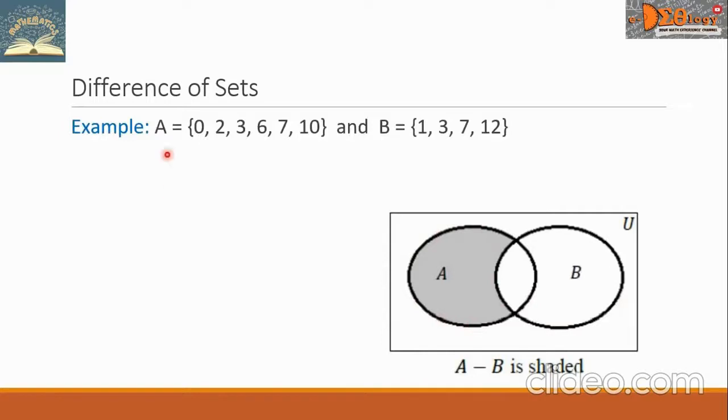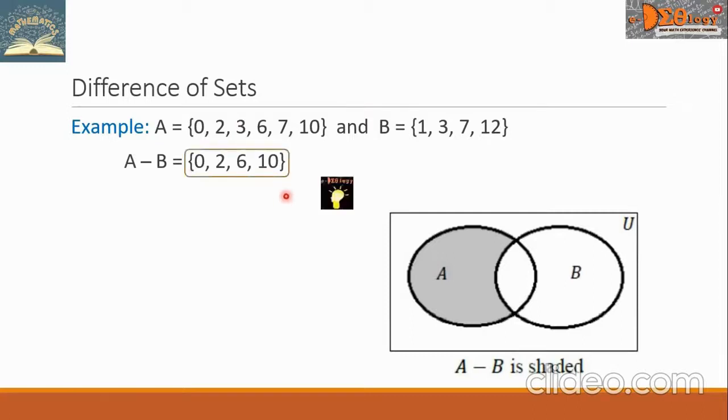For example, let set A equals 0, 2, 3, 6, 7, and 10, and set B has elements 1, 3, 7, and 12. For A minus B, the elements are all elements of set A that do not belong to set B. So the elements are 0, 2, 6, and 10. This is the final answer.